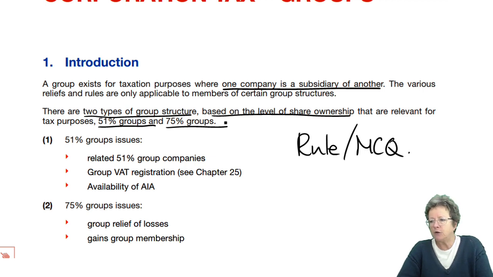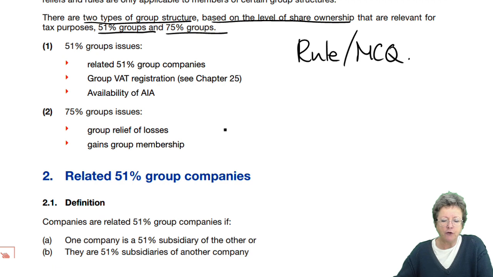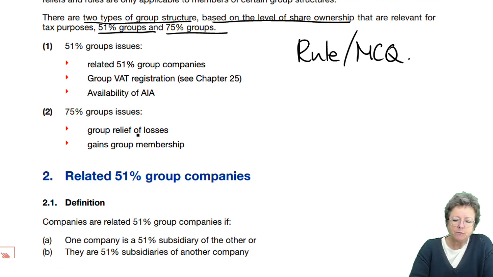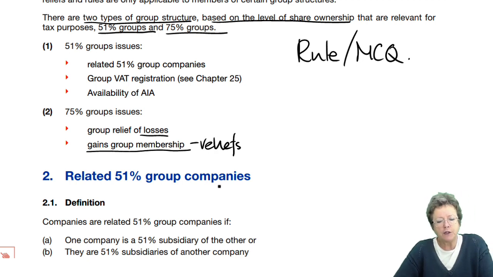And 51% groups we've also dealt with previously in the chapter, I can't remember which one it is, the first chapter on corporation tax anyway. That's where you'll find the 51% issues. 75% groups, you can have loss relief and gains group membership. And there are lots of reliefs for that, lots of conditions that go with that.